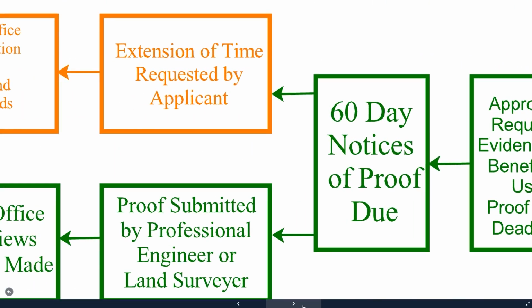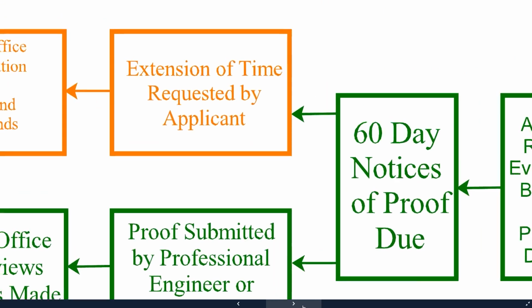A 60-day proof due notice is sent to the applicant prior to the proof due date. The applicant has 60 days from receipt of the proof due letter to either submit proof of beneficial use or request an extension of time. An extension of time request provides the applicant additional time to complete a project and put the water to beneficial use. An approved application can lapse even if the water is being put to beneficial use, if neither proof nor an extension of time request is received by the proof due date.